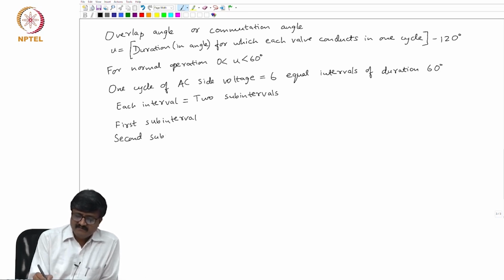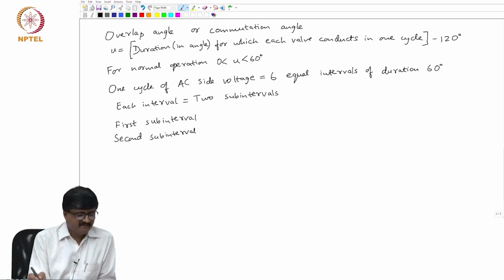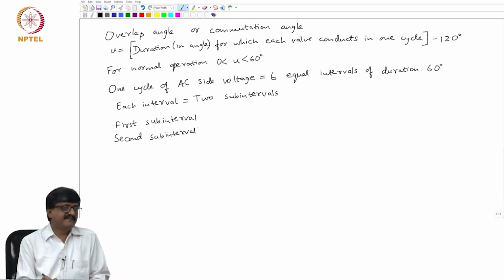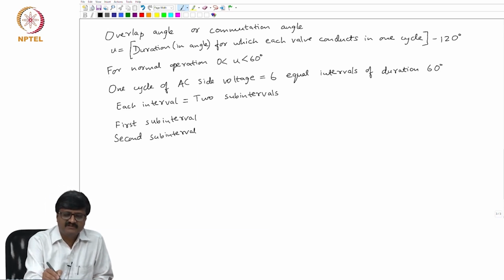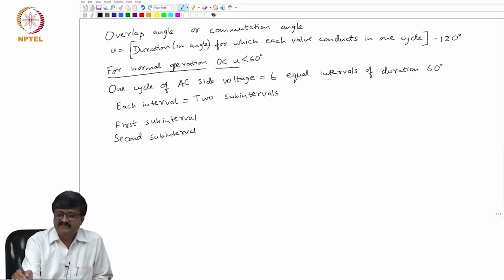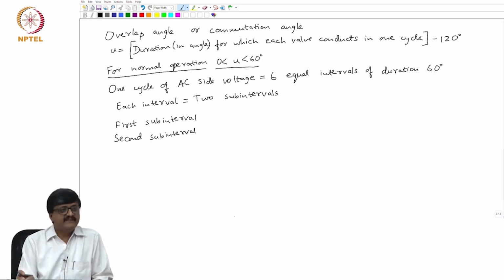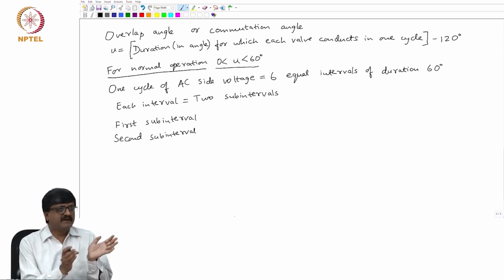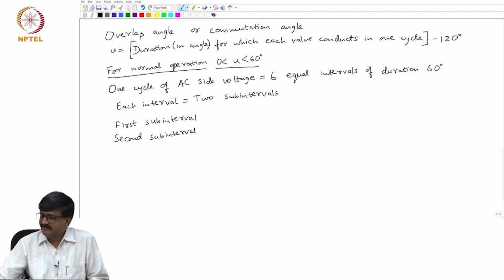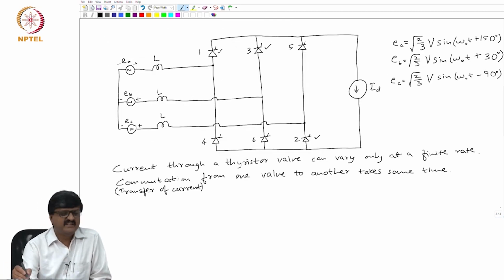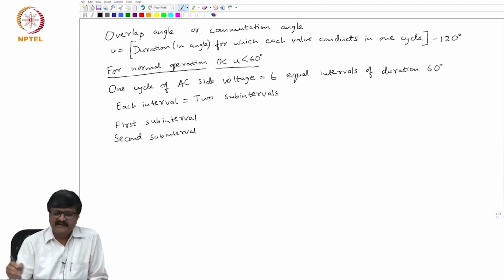Now, by definition, the first sub interval is the one where there are 3 valves that are conducting, and the second sub interval is the one where there are 2 valves conducting. See, my assumption is normal operation, and hence u is less than 60 degrees. Up to some angle there are 3 valves that are conducting that correspond to overlap angle or commutation angle, and once that is over, the current has completely shifted. Say, if you look at the previous figure, there is a certain duration for which 1 and 3 both are conducting. After a certain time, 1 stops conducting in the same interval, only 3 is conducting. Okay. So, I am dividing the interval into 2 sub intervals.